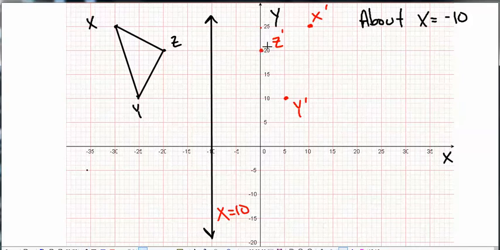And those are the points individually, and if you connect those points, then you've reflected the shape about the line x equals 10. Anybody confused?